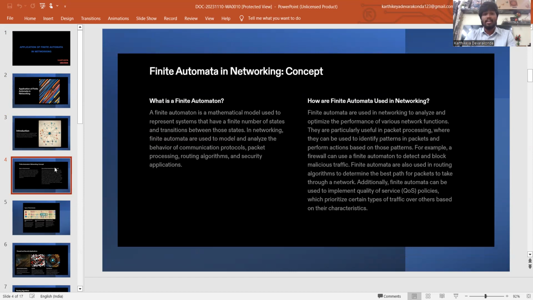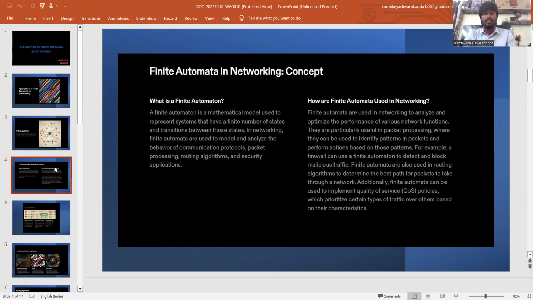Now, finite automata in networking concept. We'll start with a basic definition. Finite automata in networking and security applications serve as formal models representing system states and transitions, aiding in tasks such as firewall rule processing, intrusion detection, and protocol behavior analysis.